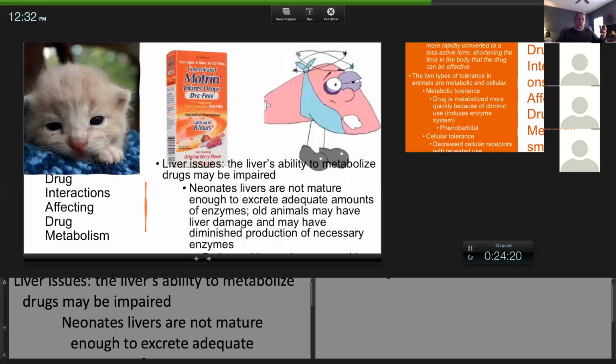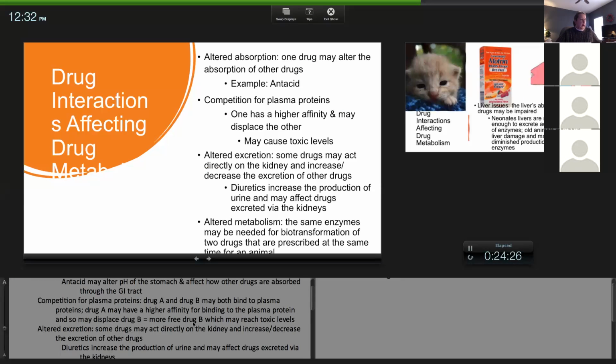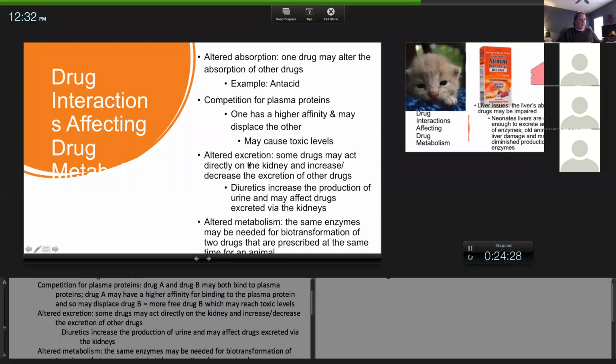It's like when you prescribe medications, we need to make sure that they're not going to interact. You can get altered excretion.